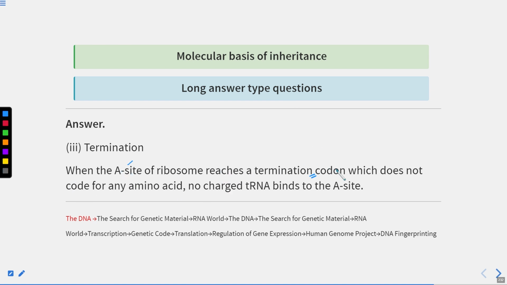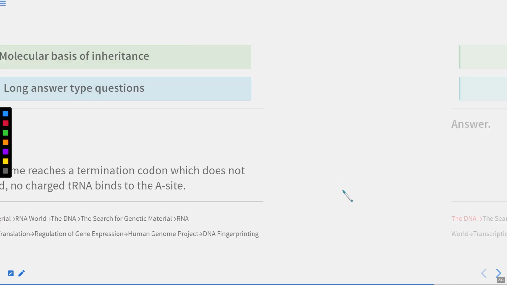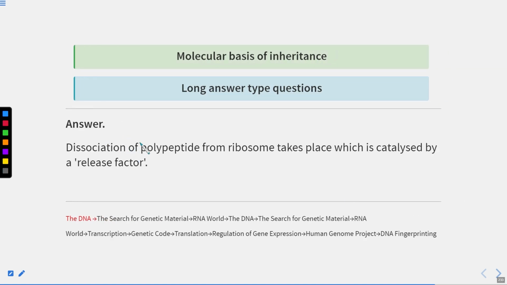Now, when the A site of the ribosome reaches the termination codon, which does not code for any amino acid, no charged transfer RNA binds to the A site. Alright, this is clear. So what happens? Now the dissociation of the polypeptide from the ribosome takes place, and this is catalyzed by the release factor. First they will encounter the stop codons, and after that the release factor will come and help in the dissociation of the polypeptide from the ribosome.